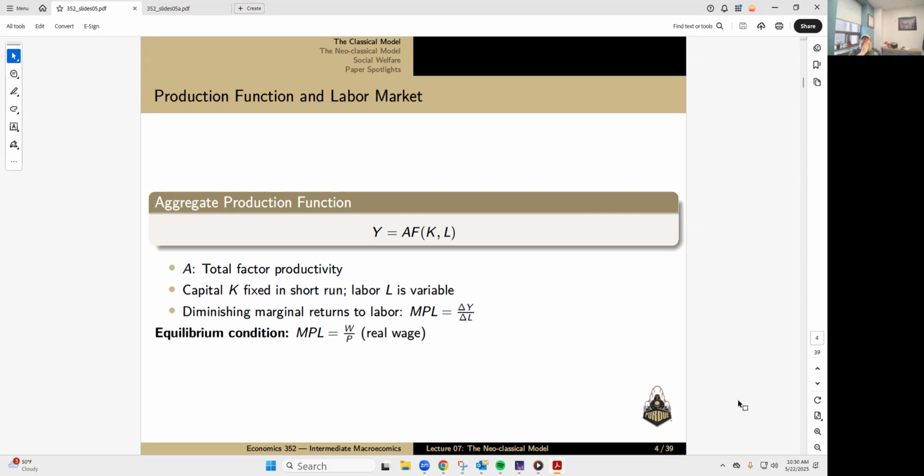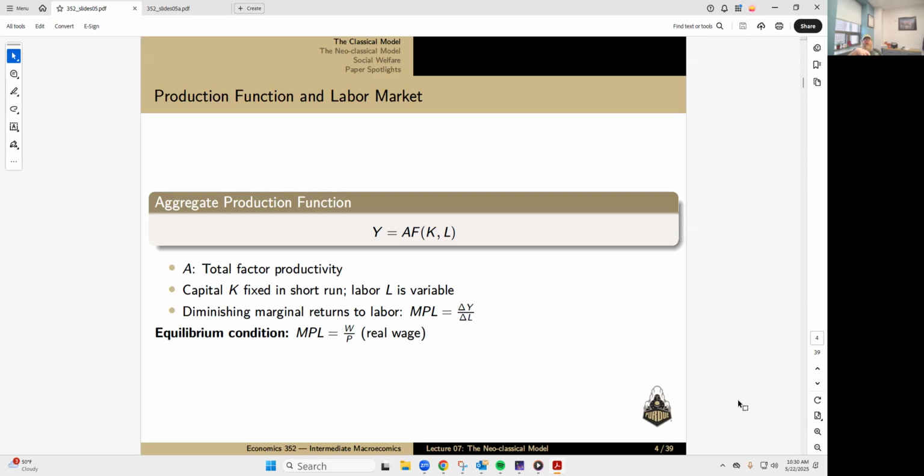Now, a key point, a key assumption of the classical model, is that we're going to fix K. The idea here is, because there's really no time consideration in the classical model, that the economy has a particular level of capital. And then businesses are deciding how many employees to hire.